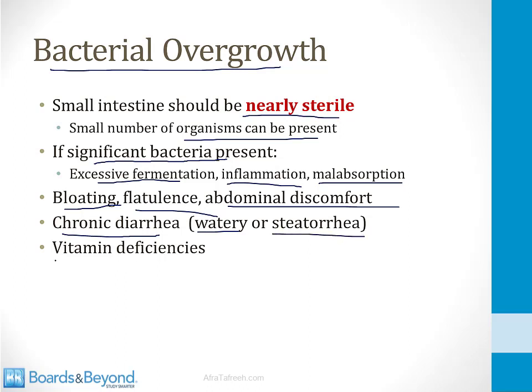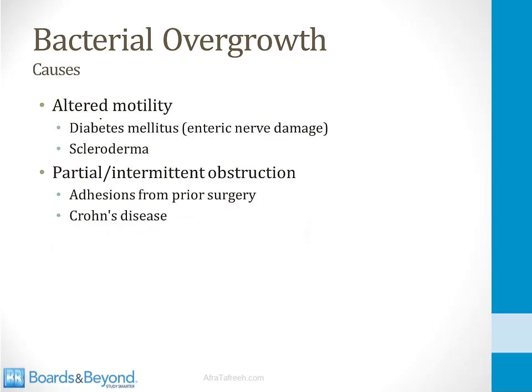This can also lead to vitamin deficiencies. Bacterial overgrowth can occur when there's altered motility of the small intestine. This can be seen in diabetes when there's enteric nerve damage from the blood sugar. This is also sometimes seen as a complication of scleroderma.